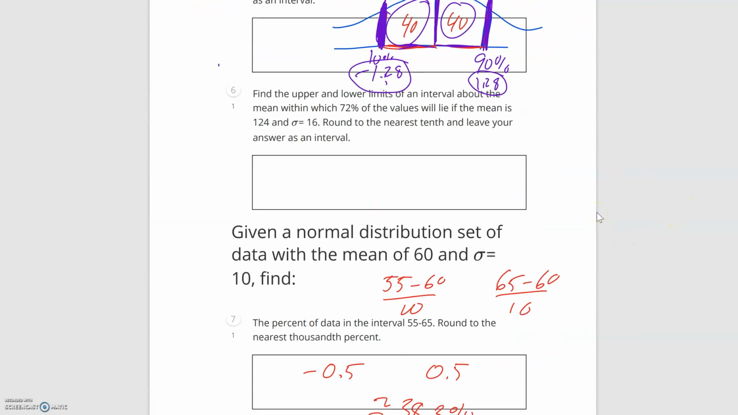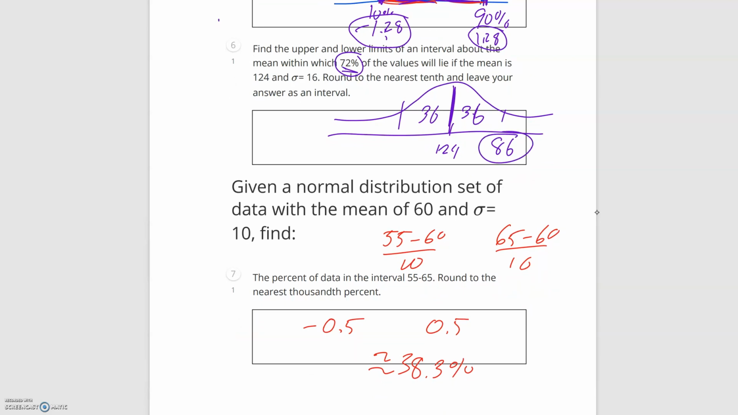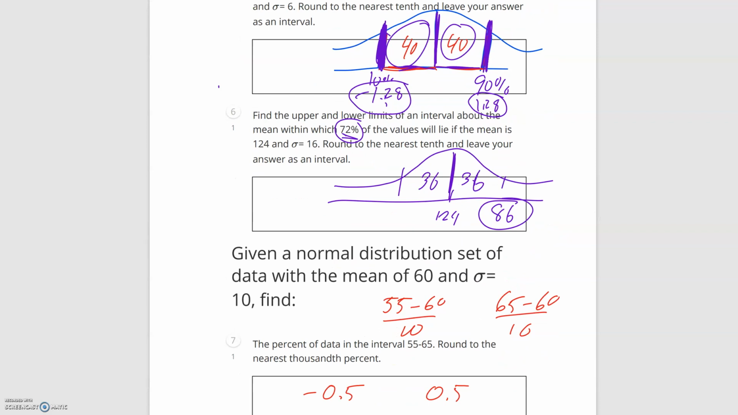So like question number 6, how do you set that up? Well, it's the same process. Now it's centered at 124. We can build it if you want to, but the idea is now it's 72%. So now this is 36, this is 36, right? So really 50 plus 36, that's 86%. All I have to do now is figure out what the z-score is with the table. Just pull it up, look for 86%, and now I've got my z-score.